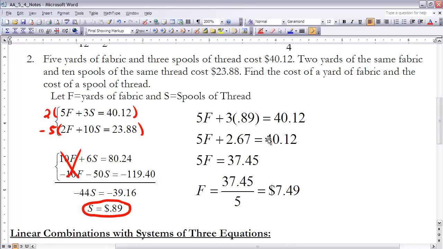Subtract $2.67 from both sides and then divide by 5. So f would be equal to 37.45 over 5, which comes out to be $7.49. Therefore, that would be the cost of the fabric per yard, $7.49. And we've now solved for what we were asked to solve for.